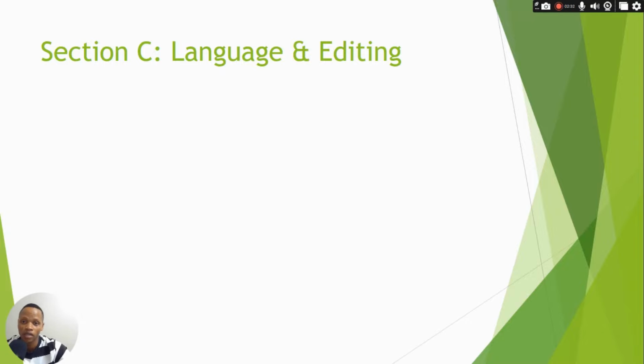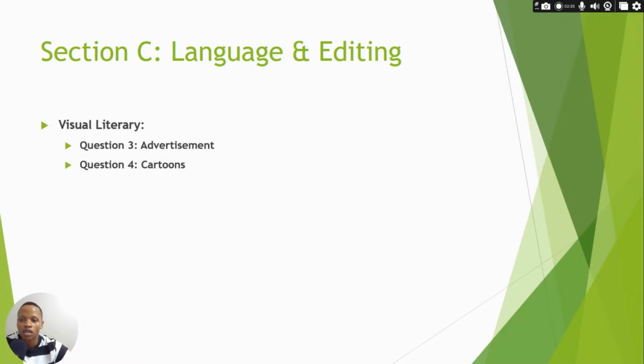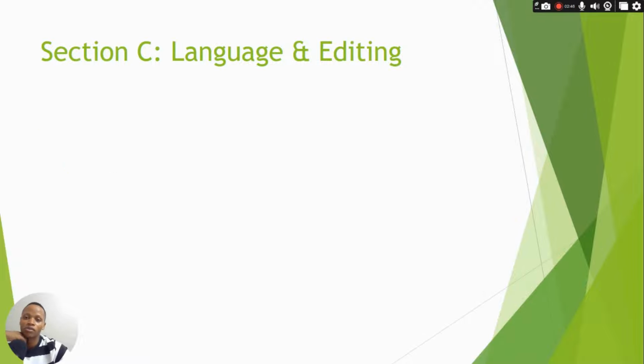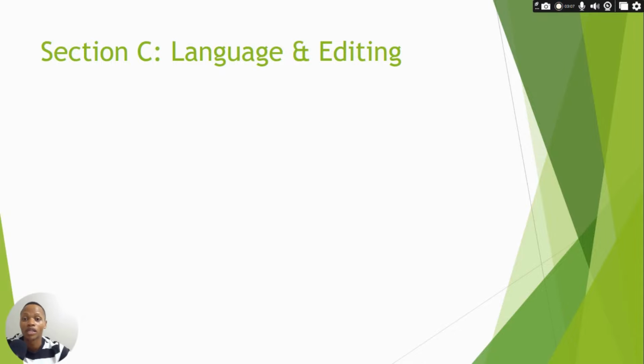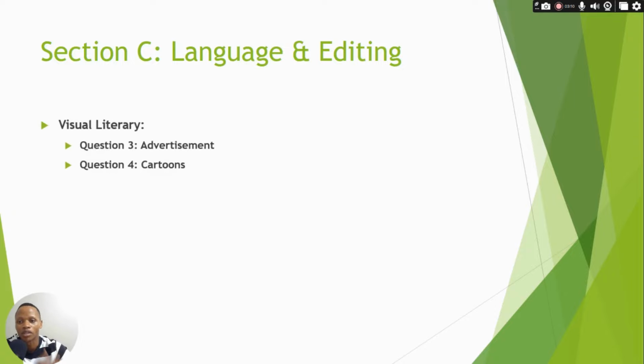Okay, and then there is section C. Section C needs your attention, and so do the rest of the sections. As you know, question 3 would be advertisement, and then question 4 is basically cartoons. Now, I will spend some time looking into what you need to do. How should you basically approach the advertisement, because I've seen that you tend to struggle here getting that 10 out of 10, which is basically very easy.